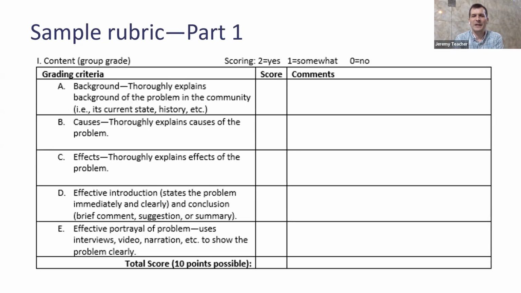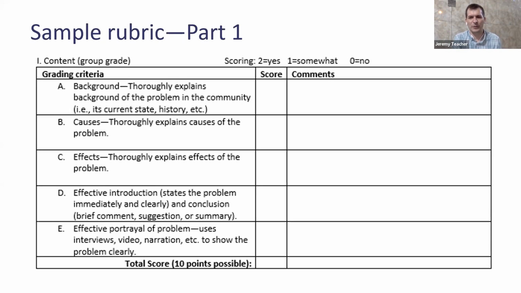I kept the scoring really simple to make it easy for me to grade. So there were only 3 possible scores: yes, somewhat, or no. If they fulfilled the grading criteria, they got a score of yes, 2 points. If they partially fulfilled it, I gave them a 1, somewhat. And if they didn't fulfill it at all, then they got the lowest score for that. And then, of course, I provided some comments to explain why they got the grade that they got.